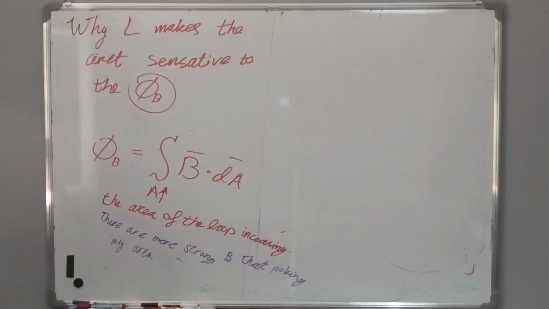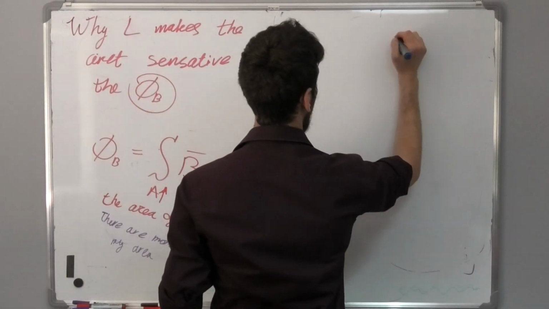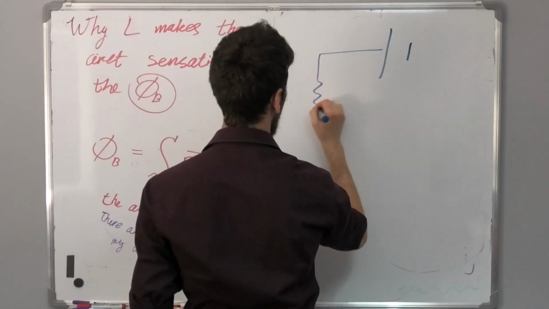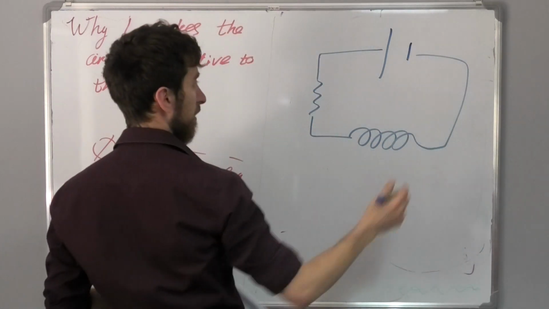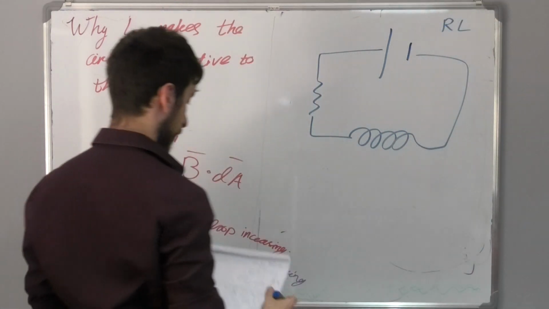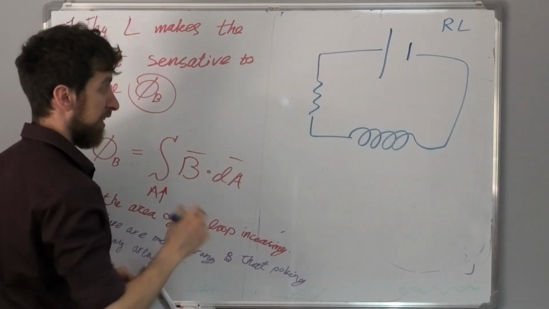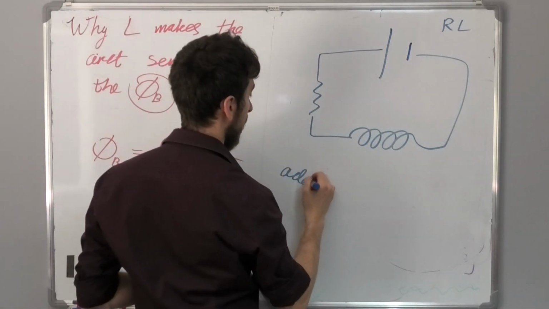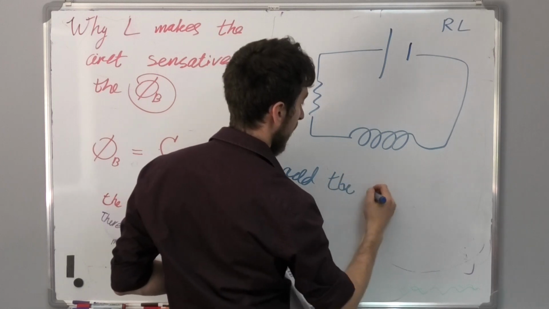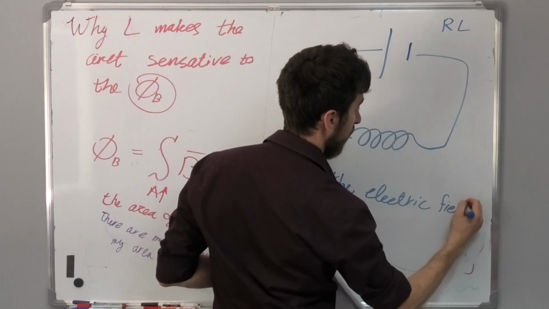So let's move on to the real question, and it's about the circuit that we drew before. Here it is. I need to make a little space here: resistor, and a perfect inductor, L, circuit. So the second question is to add the electric field in every part of any component of the circuit. Okay, so let's do that.